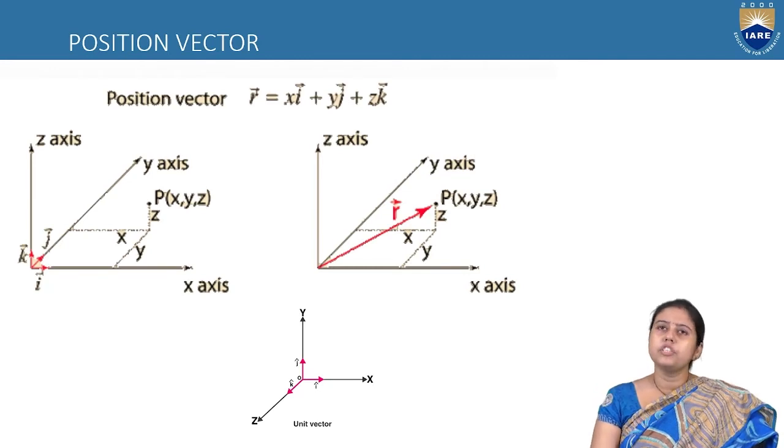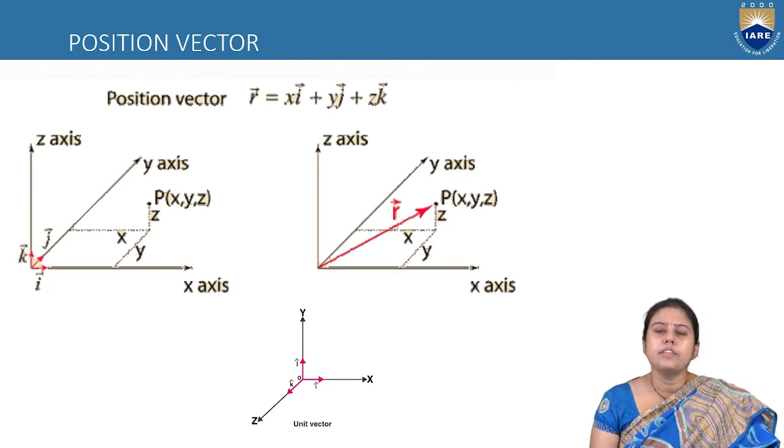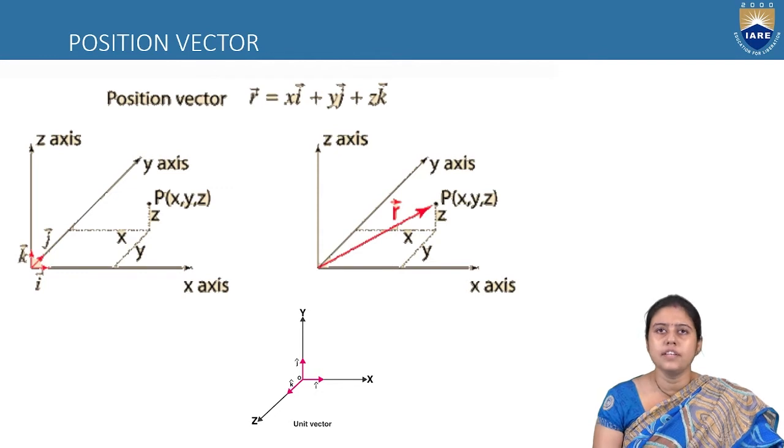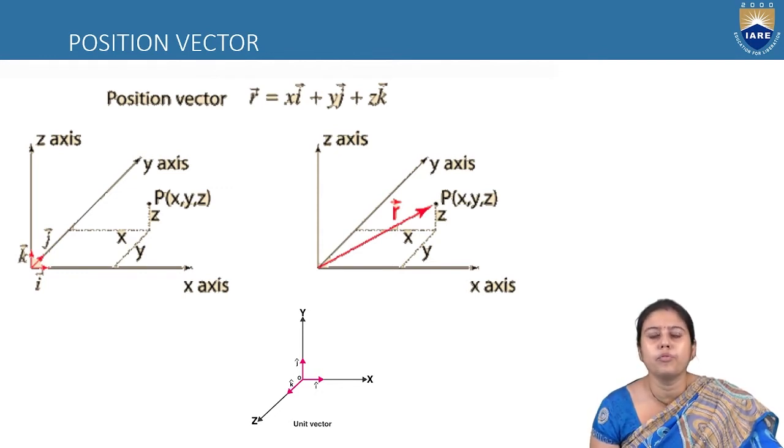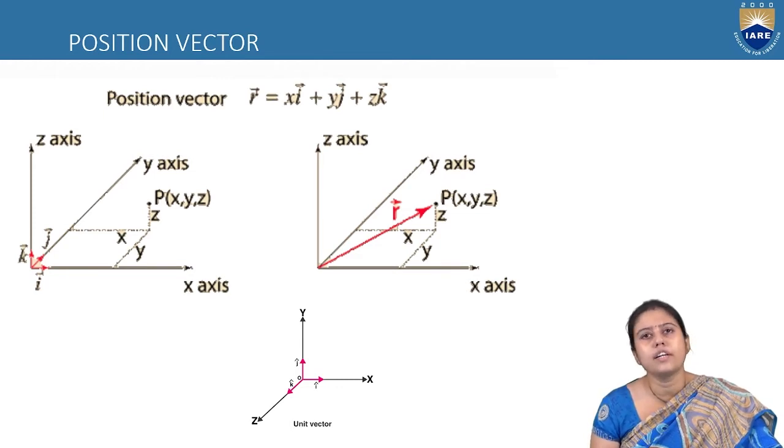So what is the position vector? Already I have discussed this in 2 classes. Position vector means when we are telling about the position of a point, it has 3 coordinates. What are the coordinates? The coordinates are x, y and z, and we can write the point with the help of its x, y, z axis. This is known as the position vector.